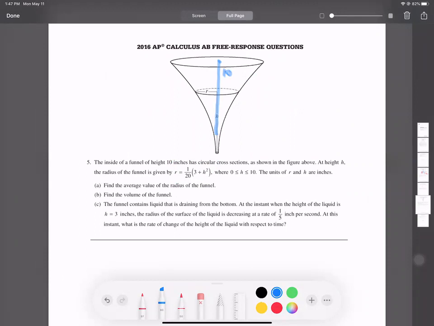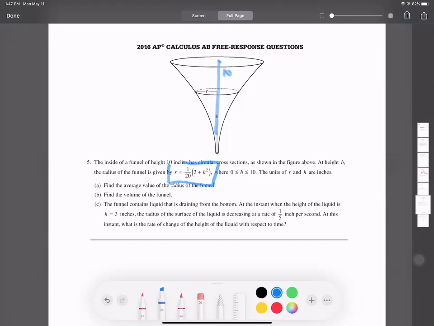So they gave us a relationship between 0 and 10. Find the average value of the radius of the funnel. So average means we're going to add up all our points. So we add up all the values. So that's probably going to be an integral. And we're going to divide by our range. This is from 0 to 10.